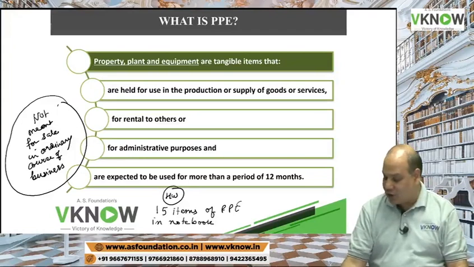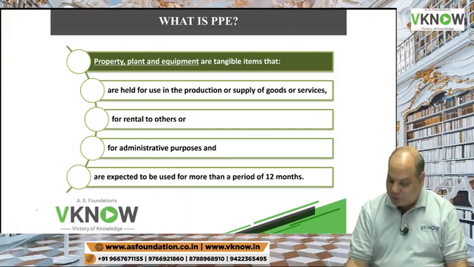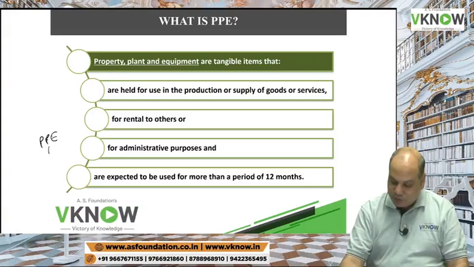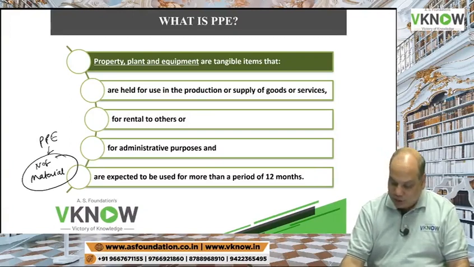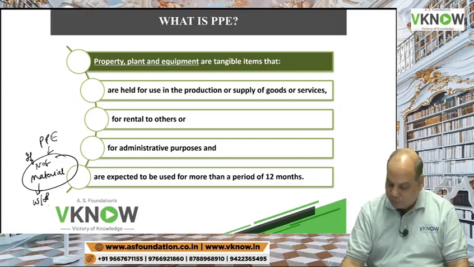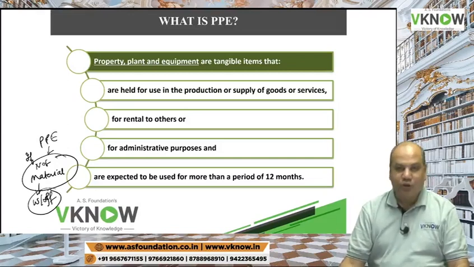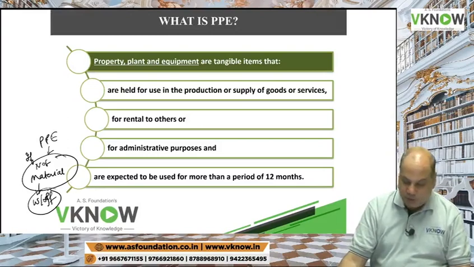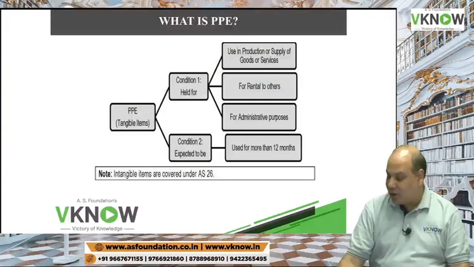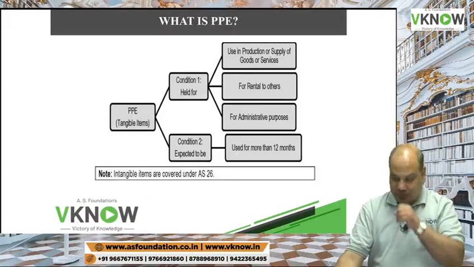Answer for calculator: calculator is PPE, but if the amount is not material, then you can write it off in the same year. If the item is not of material value, then you can write it off in the same year. So mobile phone is also PPE.